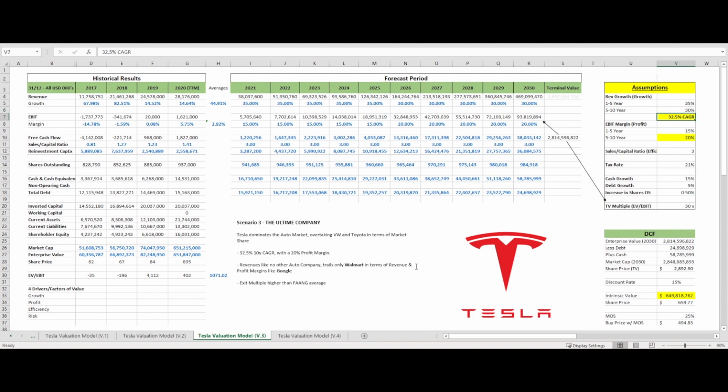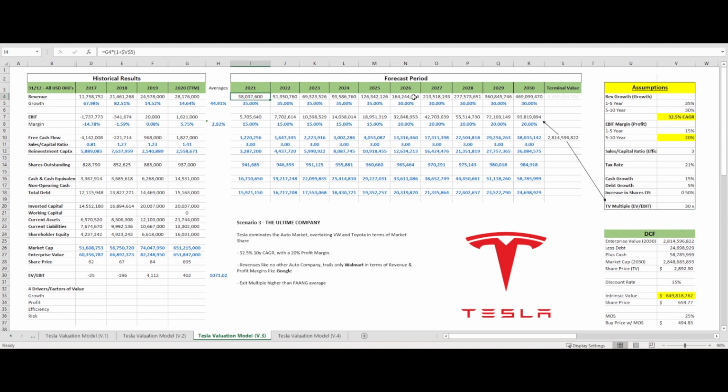So it's leading the pack. Not just auto companies, sorry, it trails only Walmart in terms of revenue. All right, try and wrap your head around that. And profit margins like a Google. Sorry, exit multiple higher than the FANG average. So after all that, it's still going to be selling at a premium. And to be honest, for good reason.